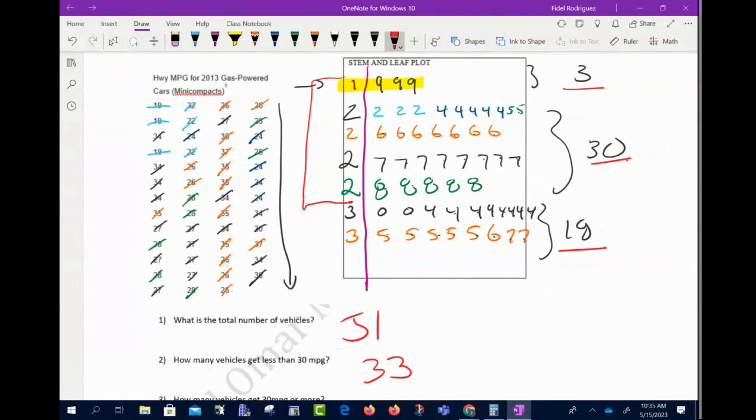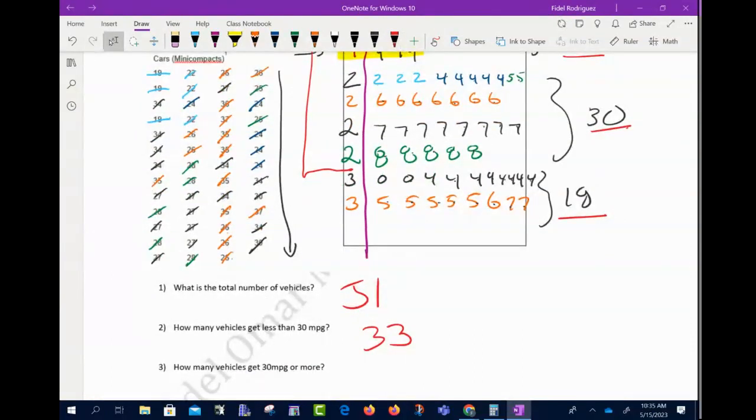33. Does that make sense? Okay. How many vehicles get 30 miles a gallon or more? How many? 30 or more would be these, right? Which would be how many? 18, right? There we go.